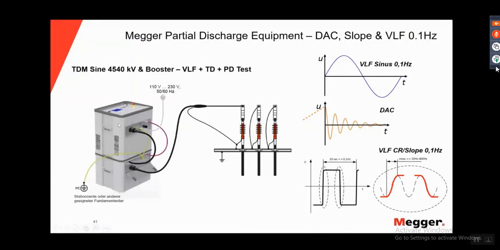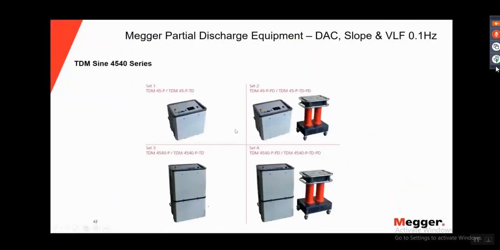And of course, as this is a VLF sine wave shape unit, we can use the VLF sine 0.1 Hz wave shape to do the tan delta. So with the TDM Sine 4540 kV, we will have access to all the more important wave shapes that we use for the VLF test, for the tan delta, and for the partial discharge test. We can have different options depending on what we are looking for.